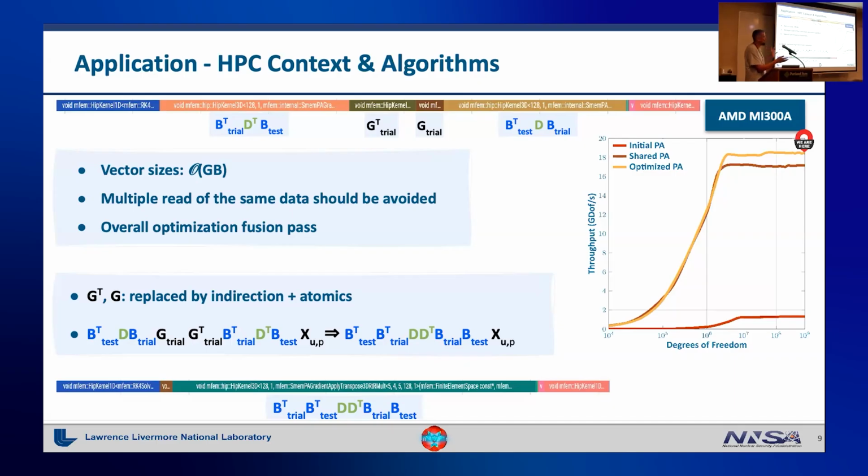Another important aspect is that we have two similar kernels. One is the transpose of the other. They're using the same partial assembly data. That means that this vector at quadrature points, with the size of the data cubed, is the one that is going to take most of the memory on your GPU. It's so big that we don't want it to be streamed twice.